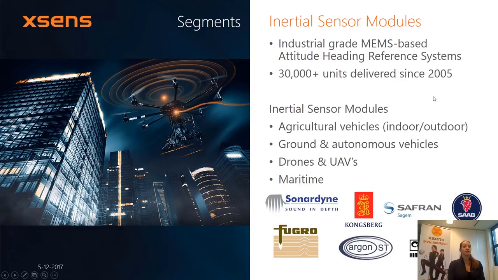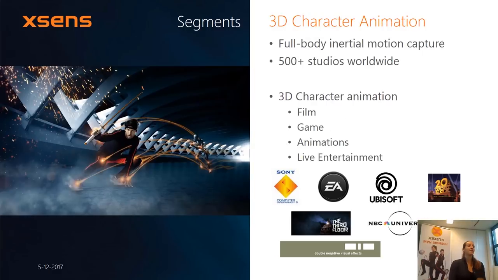So within Xsens we distinguish between three different markets. The first market is the inertial sensor modules market, also known as the industrial market. For this market, we provide somewhat bigger trackers, and those trackers are really developed for implementation within vehicles, for example, autonomous vehicles, but also drones and helicopters, aquatic vehicles, and of course, a lot more. The second market is the 3D character animation market. This market uses the same hardware as our biomechanical customers do. These are based on the MVN systems, so full body motion capture. The main applications within this market are the film industry and game industry, so pretty much anywhere where you would work with a 3D animated character.